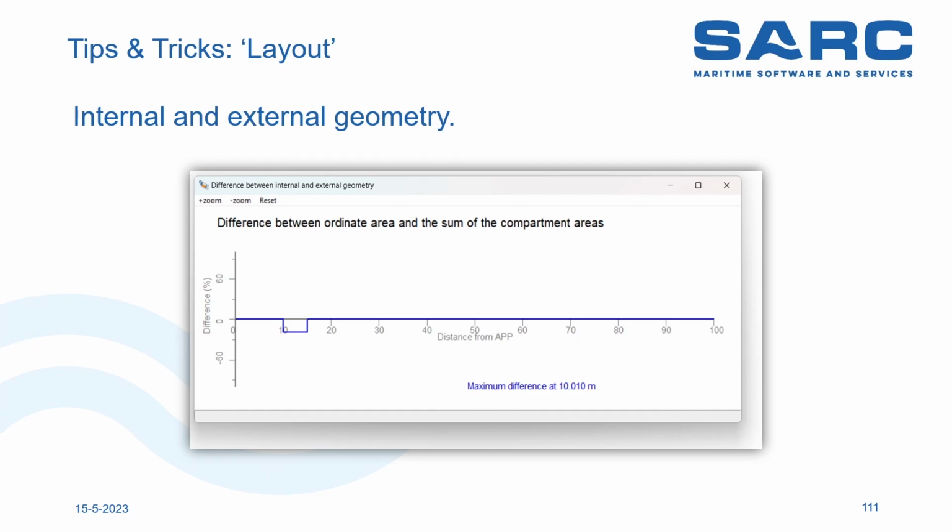Minor deviations are allowed, but this definitely is a gap, or in this case, an overlapping compartment. You can imagine Probdam uses the whole hull, including all the compartments. If you have defined compartments double, it works through in the result, and it's simply not correct.